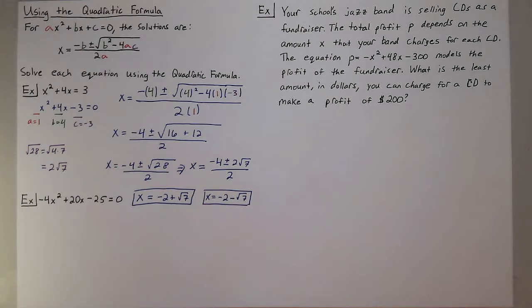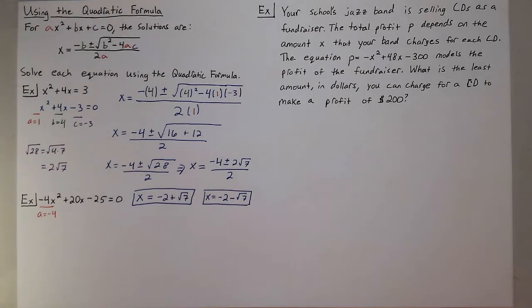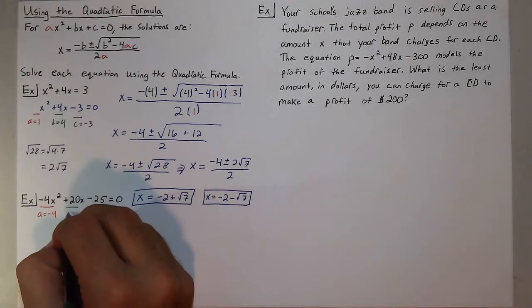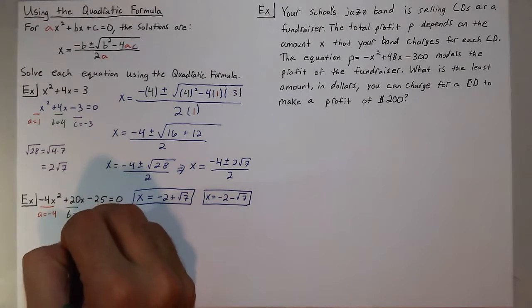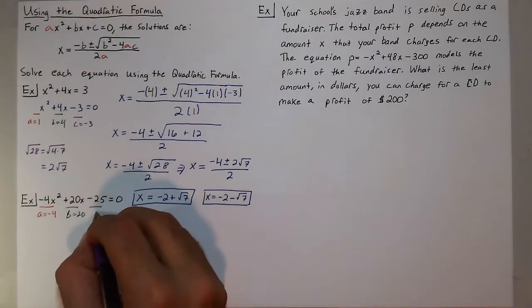Now let's try to solve the other one. Here I see that my a value, because everything's already equal to 0, is negative 4. B is going to be equal to 20, and c is going to be equal to negative 25.